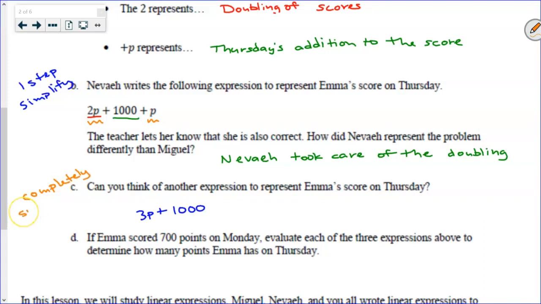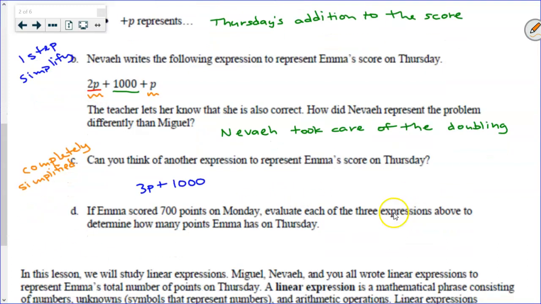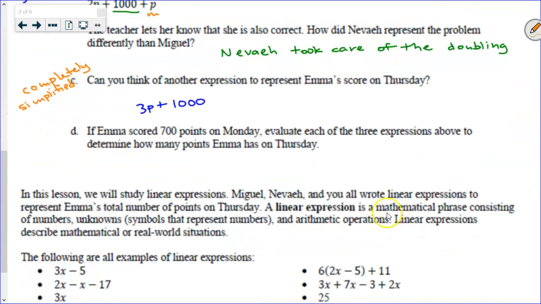And again, is this more correct than any of the others? No. Is it easier to look at? Yes, it is. So now we're going to talk about another new concept, which is actually defined on the next page. If Emma scored 700 points on Monday, evaluate each of the 3 expressions above to determine how many points Emma has on Thursday. Evaluate.